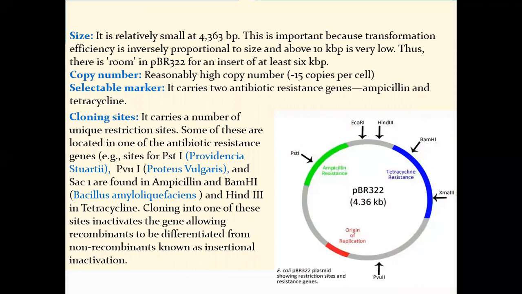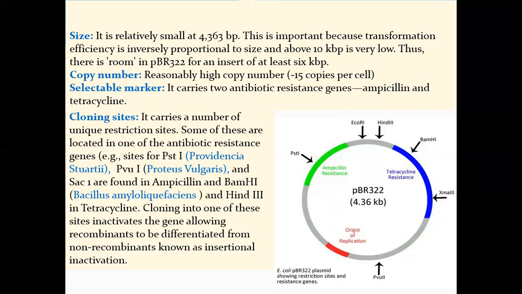Maybe they could ask कि आपके पास pBR322 का size क्या है? That is 4.36 kb. It means that कि आपके पास यहाँ पर इसका जो size है वो small है. This is important because transformation efficiency is inversely proportional to size, and above 10 kilobases it is very low. Thus, there is room in pBR322 for an insert of at least 6 kbp.